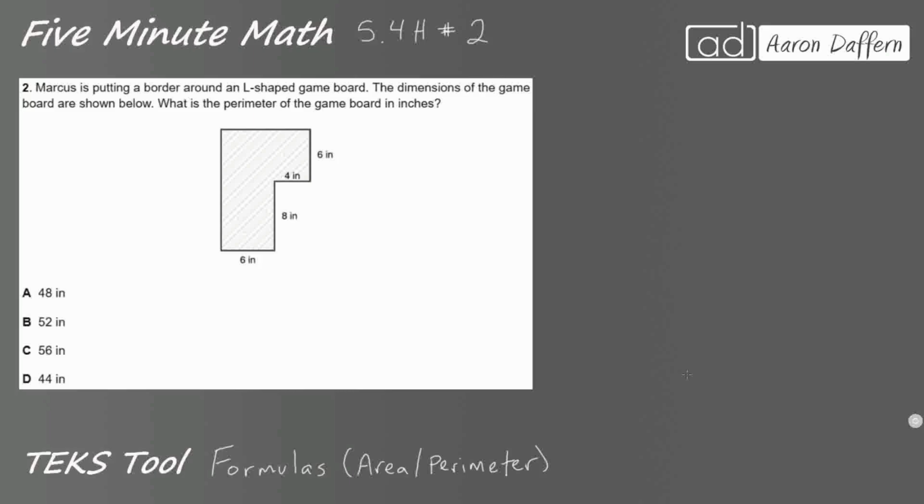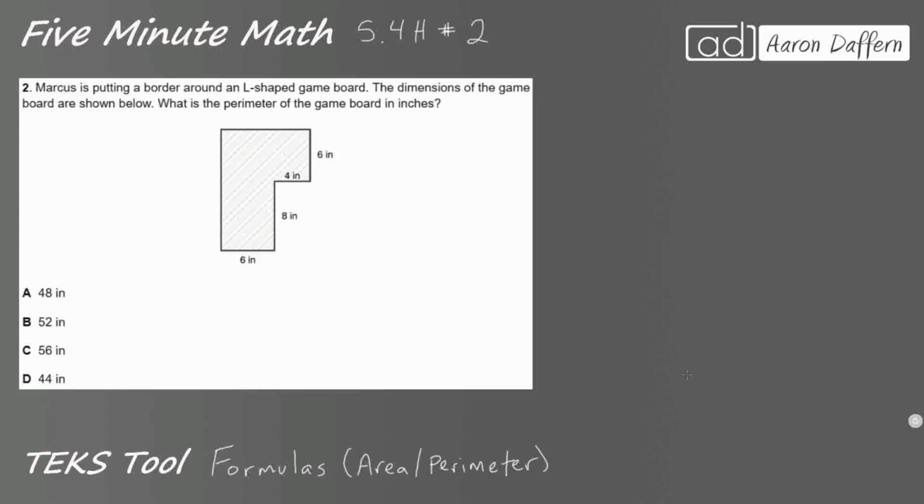Today we are looking at the TEKS tool formulas. We are focusing on area and perimeter with a problem related to TEKS 5.4H. We will solve it in 5 minutes or less. If you haven't done so already, please go ahead and take a moment to pause the video, work this problem out on your own, unpause it, and we will look at our answers together.